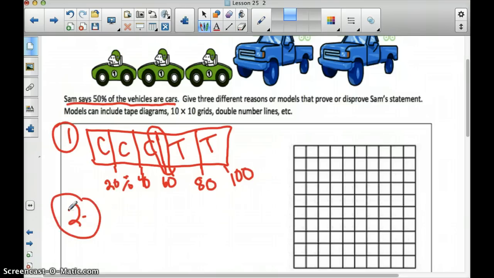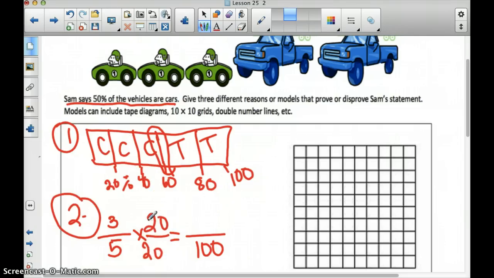Now let's look at another way to prove this. I'm just going to write my fraction, 3/5. I'm going to multiply it by a number to get to 100, because remember, percents are always over 100, written in fraction form. So I can multiply 5 times something to get to 100. Let's see, 20. Whatever I do to the bottom, I have to do to the top. So 3 times 20 is 60. So I know that 60 over 100 is equal to 60%. Okay, that's more, so Sam's wrong.